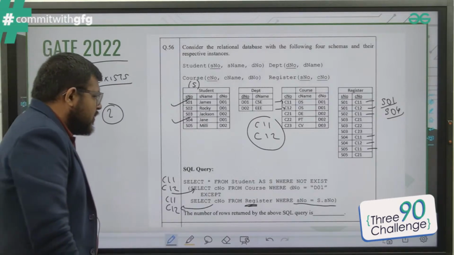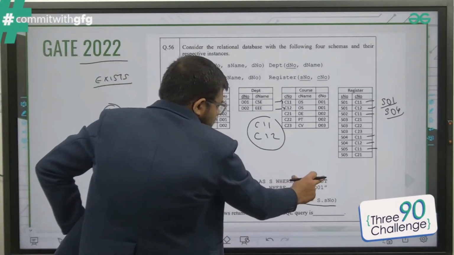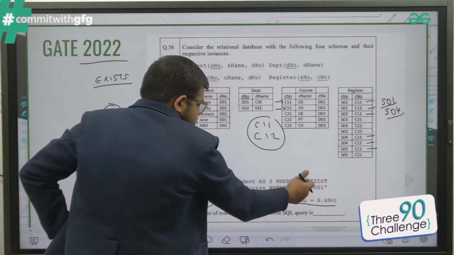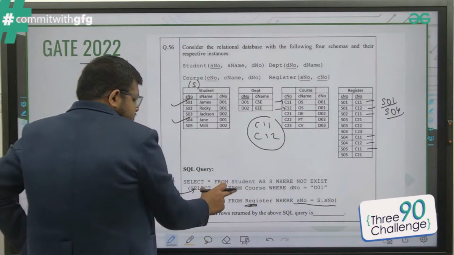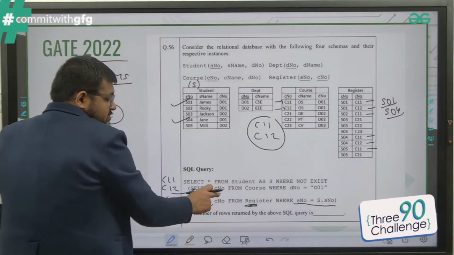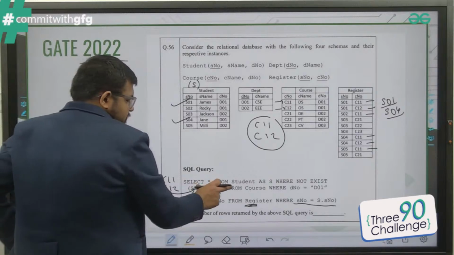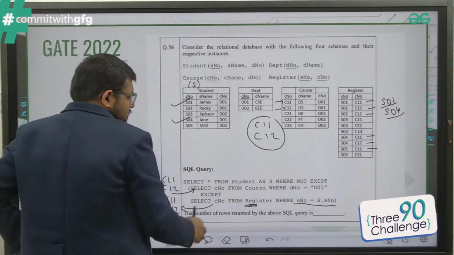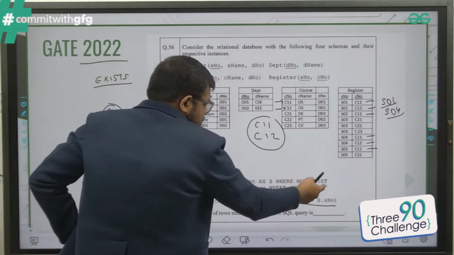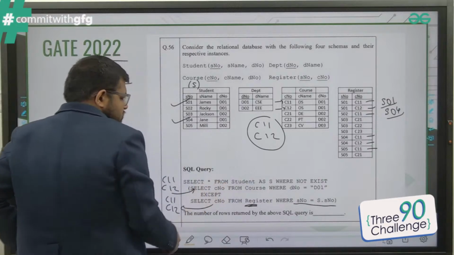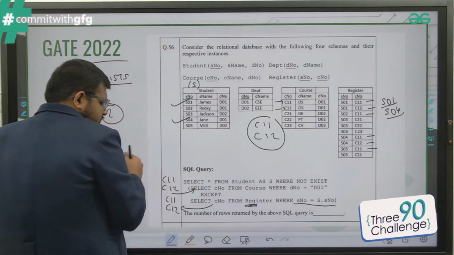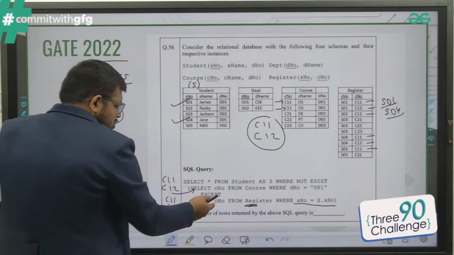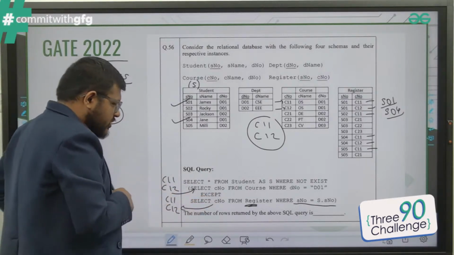See, here it is not exists. Not exists will return me true when this is empty. When will this be empty? When the tuples which are present here are also present here. So this except means what? Set difference. The values which are present here but not present here. But I want this to be empty in order for this to be true. When will this be empty? When the tuples present here are also present here. Here C11 and C12 are present. So here also I want C11 and C12, both present.